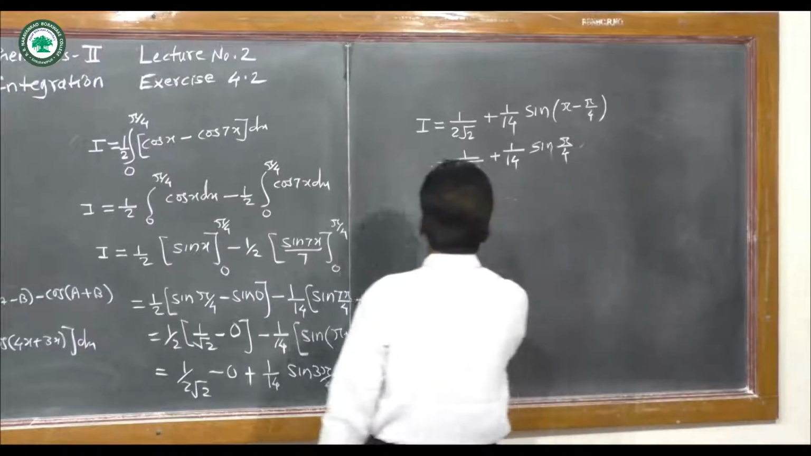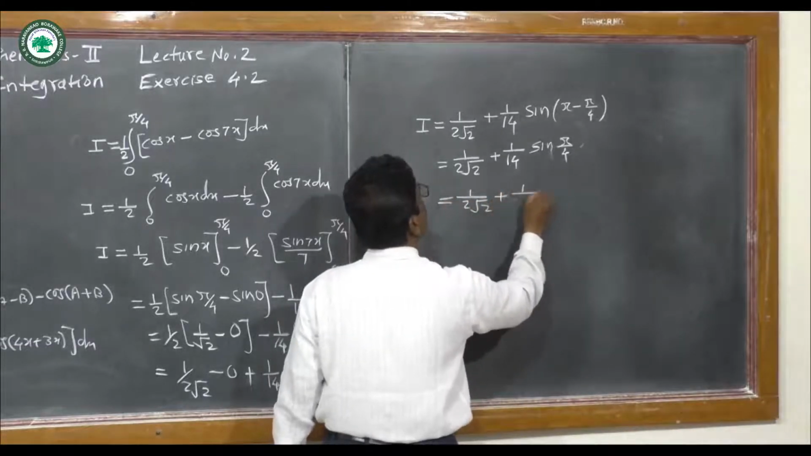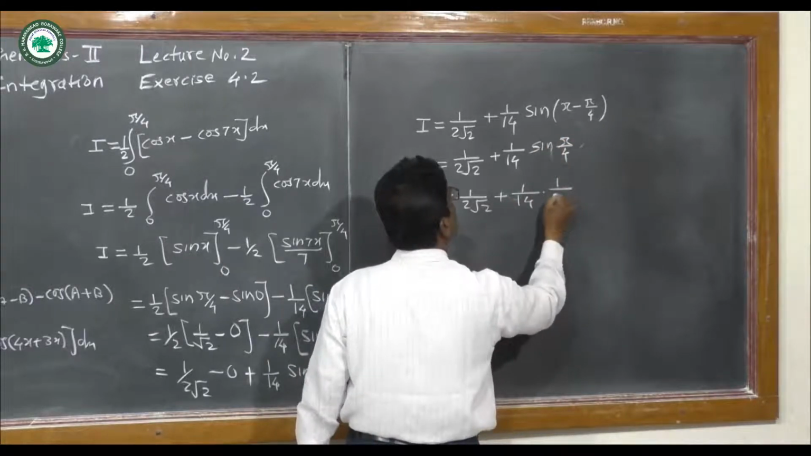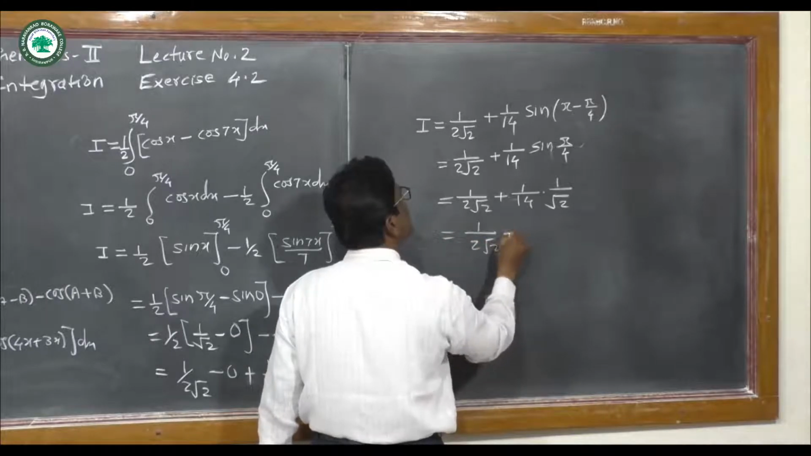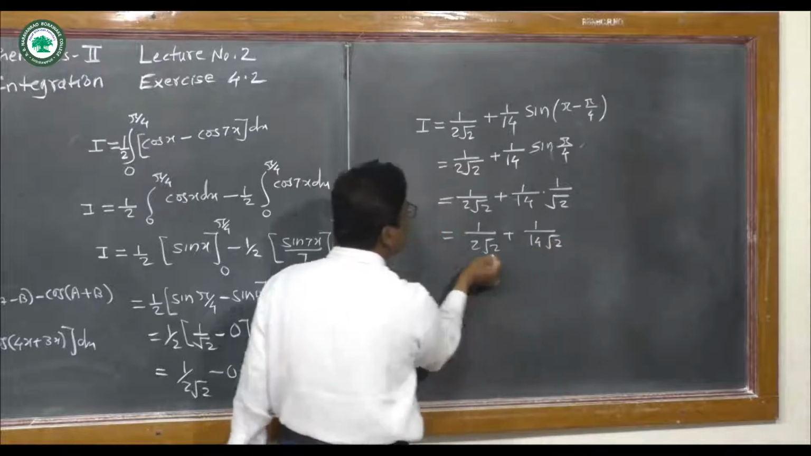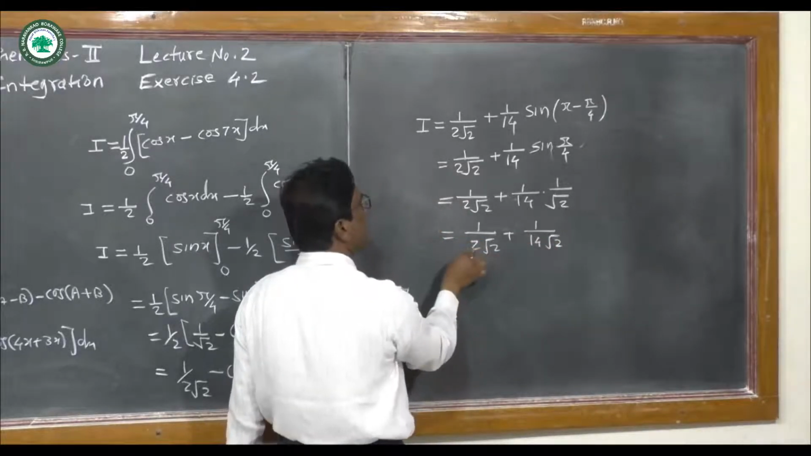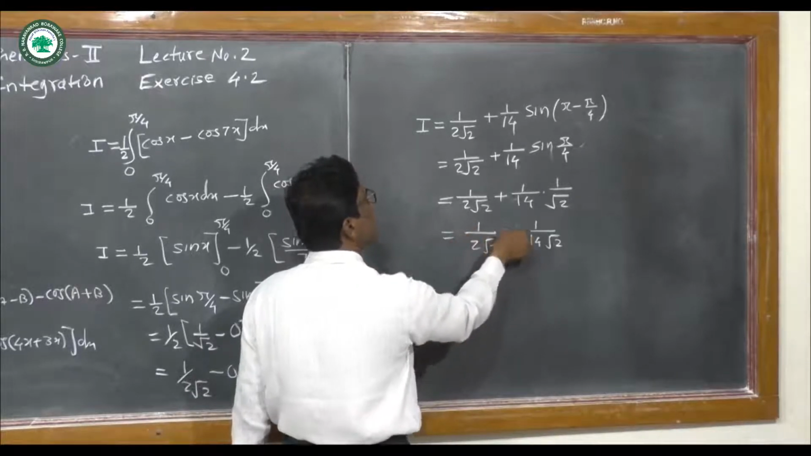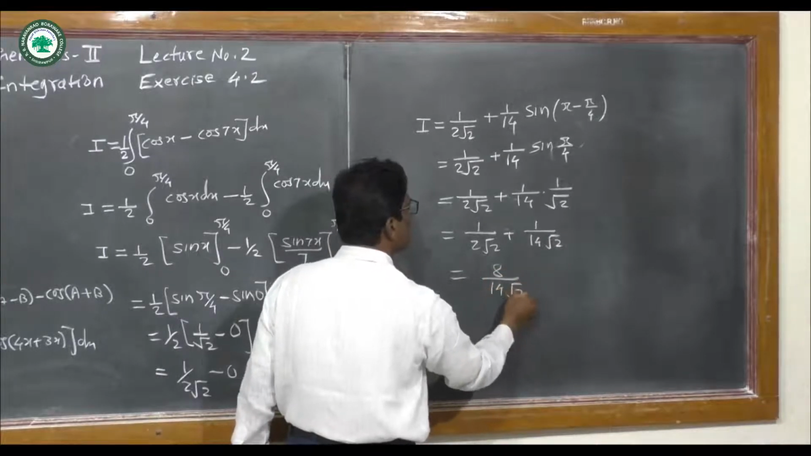So it is equal to 1 upon 2 root 2 plus 1 upon 14. And this sine of pi by 4 is 1 upon root 2. So it is equal to 1 upon 2 root 2 plus 1 into 1, 1 upon 14 root 2. Here root 2, here root 2, here 14. Here we have to make this as a 14 by multiplying 7. 7 2s are 14. So 7 into 1, 7. 7 plus 1, that is 8. So 8 upon 14 root 2.